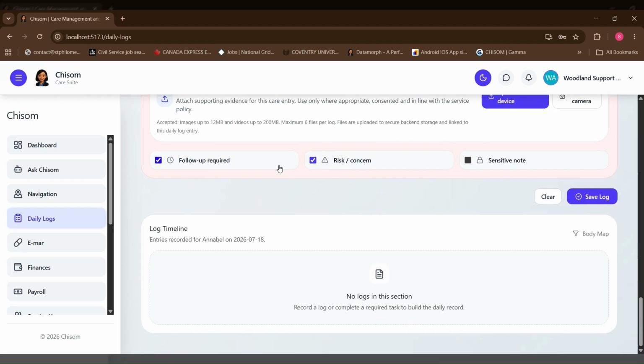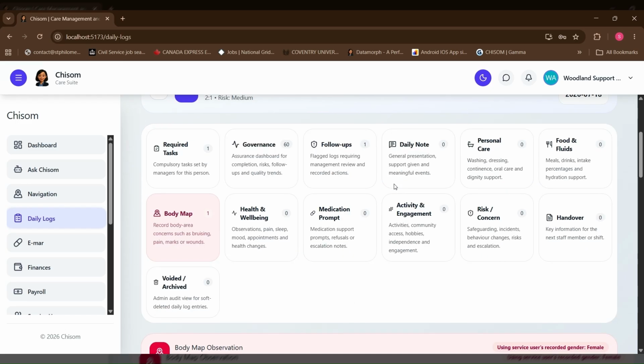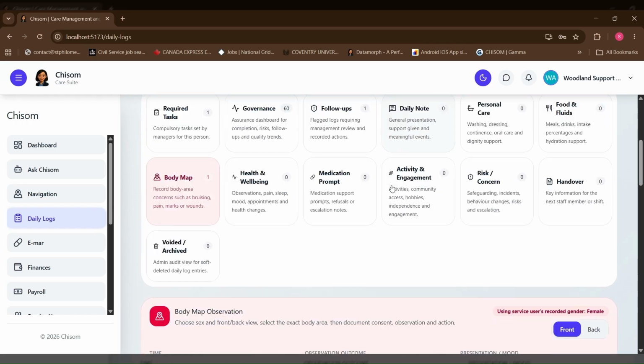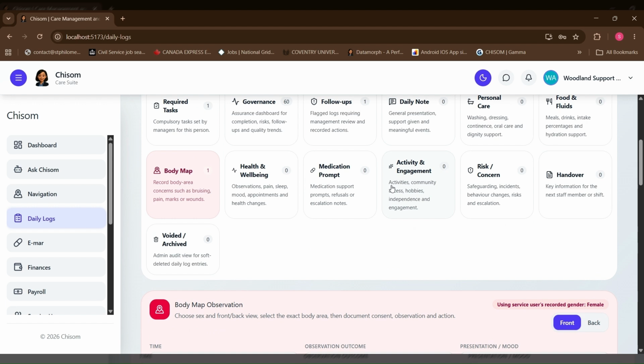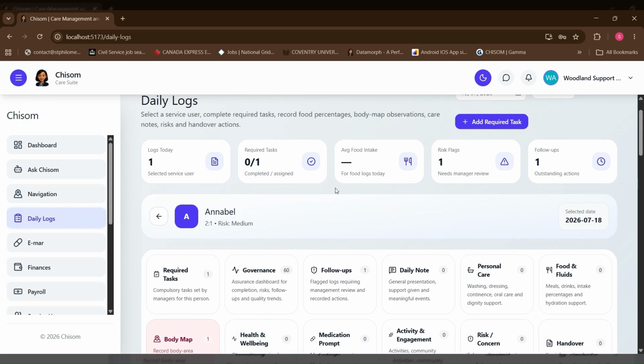So now, since I followed up and I flagged this as a risk concern, when I save it, admin will receive a notification here. So daily log saved and admin roles notified. So we have to wait for some time and then admin will be able to. So the essence of notifying admin is because when something like that happens, admin are supposed to take action. So as we can see, the notification has come in. So if I click on this, it says Annabelle Hopkins, follow up required, raise concerns. It's a daily log for Annabelle Hopkins, right? Open daily log. So all we have to do now is to go check it. So I can click this and then this is where I go to follow ups.